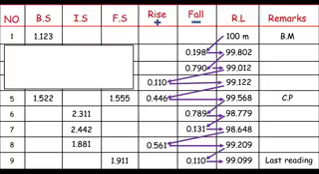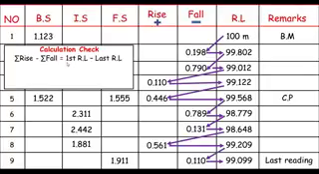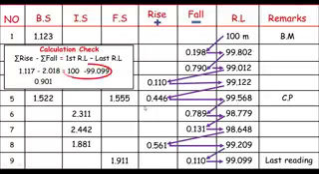Let me try the second one. In this calculation check, the summation of rises minus the summation of falls must be equal to the first RL minus the last RL. The summation of rises is 1.117 and the summation of falls is 2.018. The first RL is 100 minus the last RL, 99.099. Do some maths. You can see of course, both sides of the equation are the same. It means the calculation is okay.